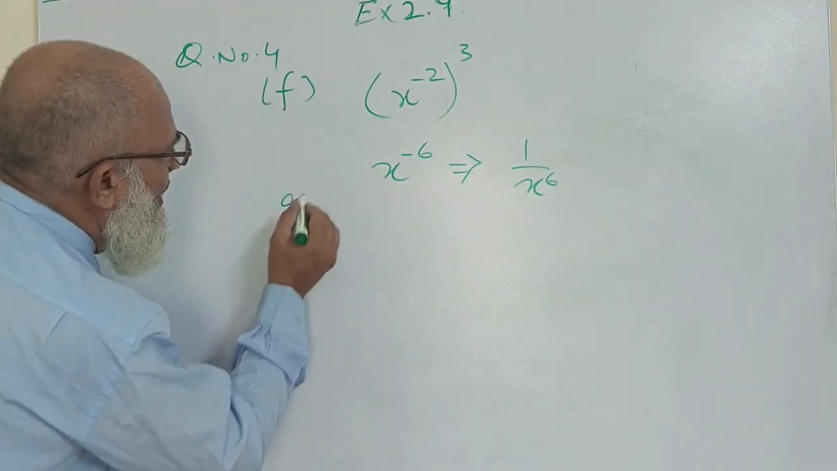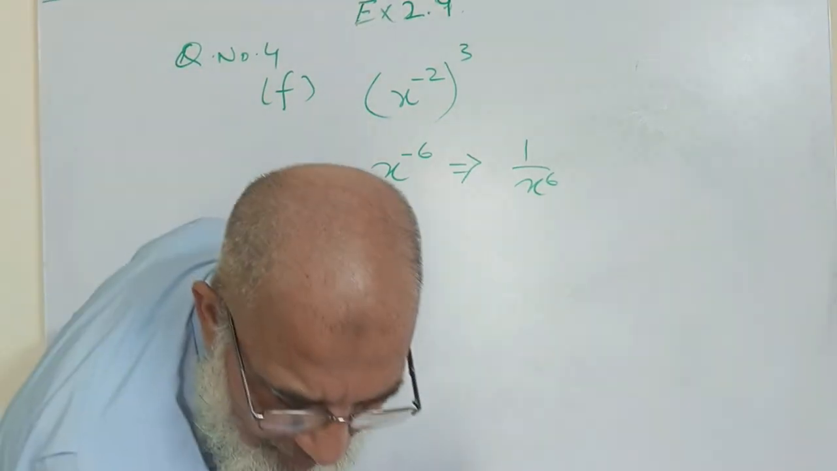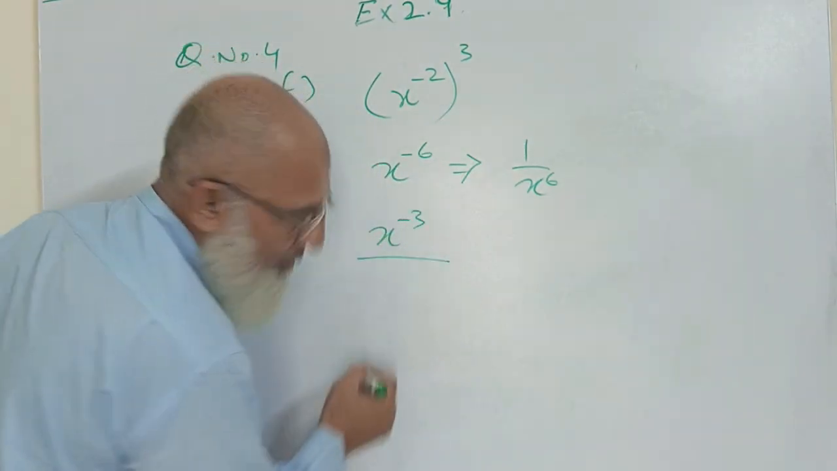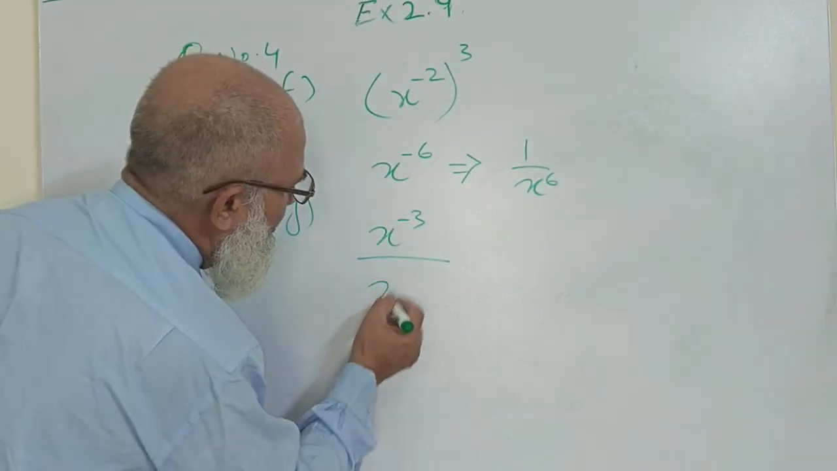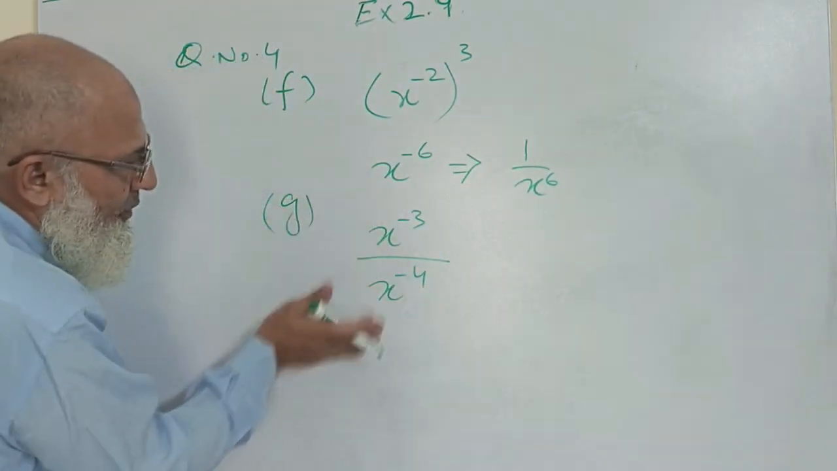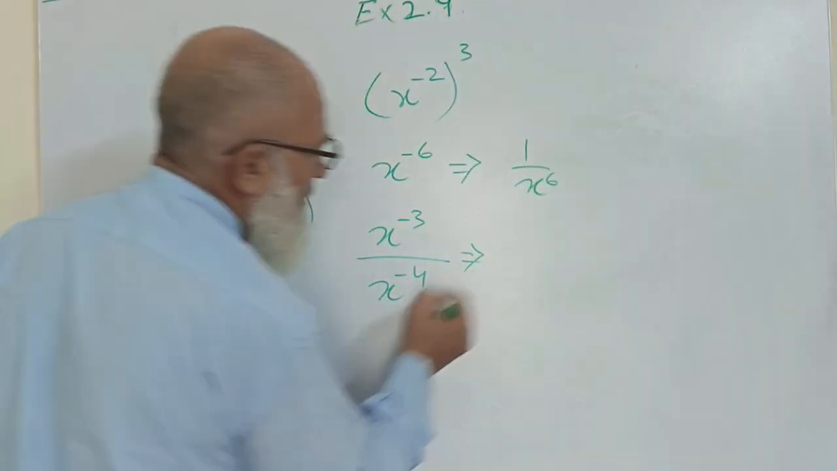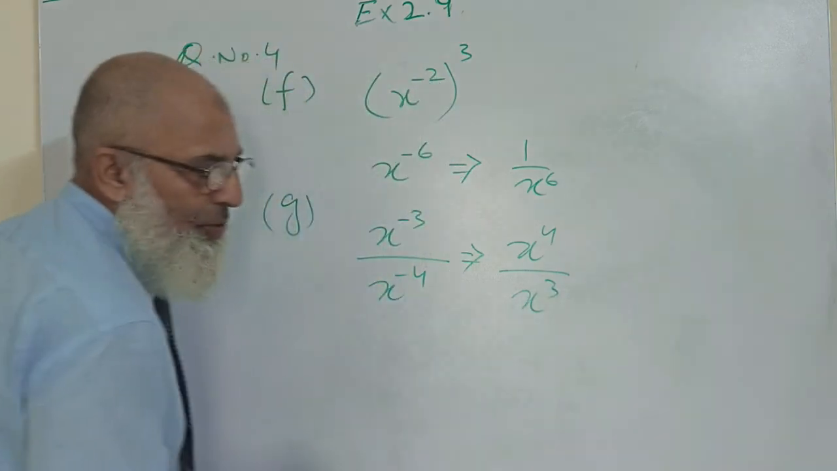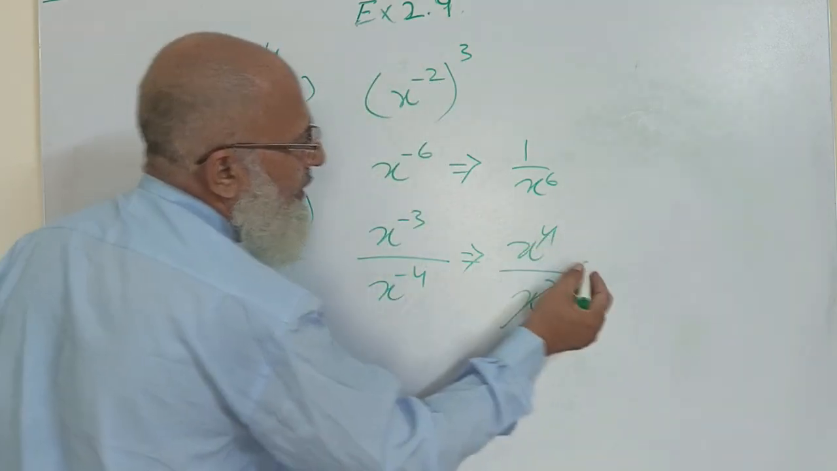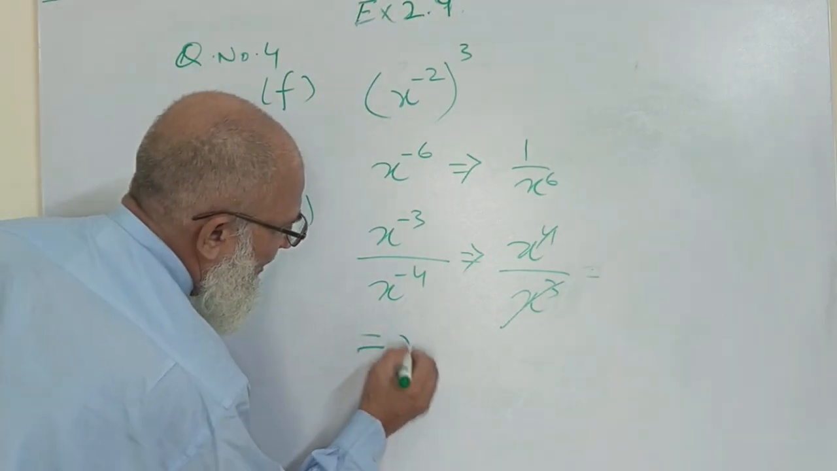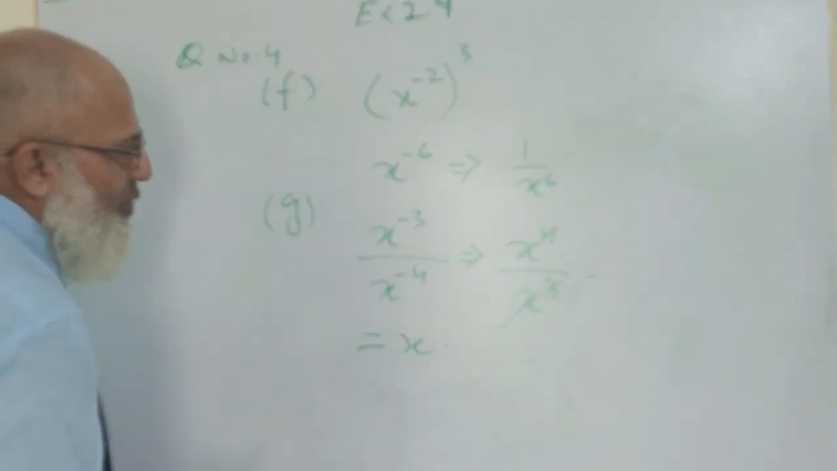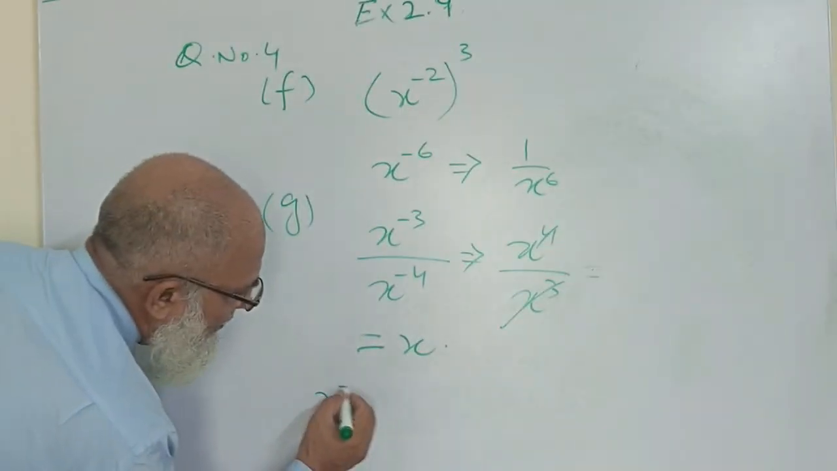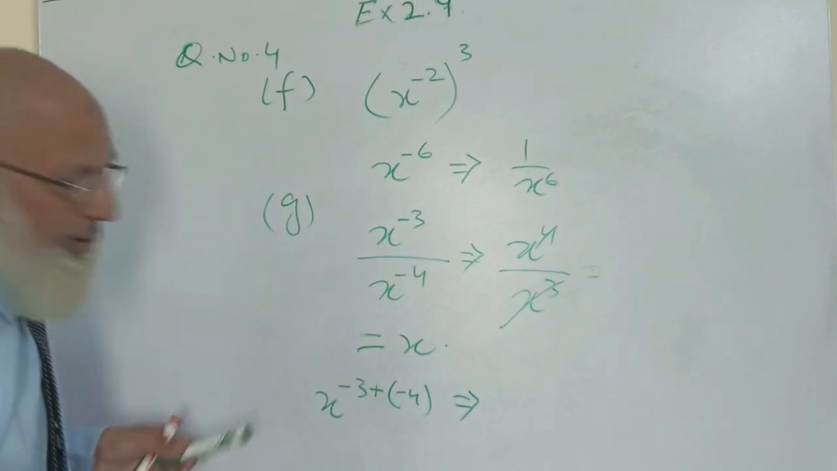G. I've almost done every part in this question. X minus 3, and it is divided by x minus 4. So we'll just shift both the places. It will become x4 divided by x3. Now you see that 3 will be cut with this x. You can also do it x minus 3. So you can also do it like this.